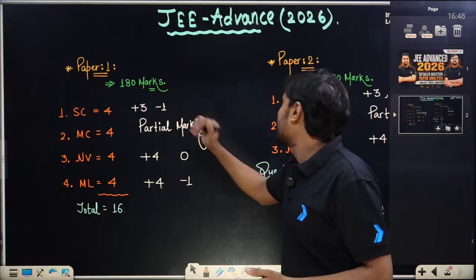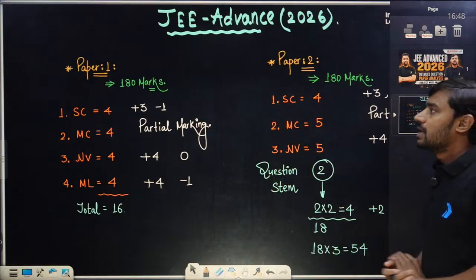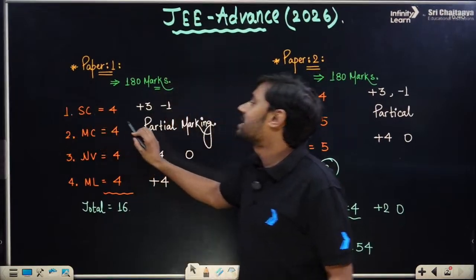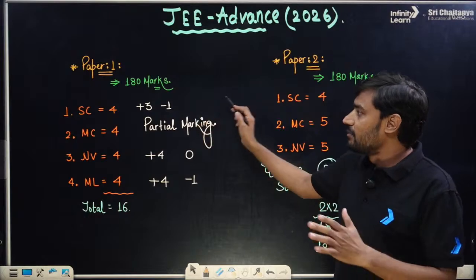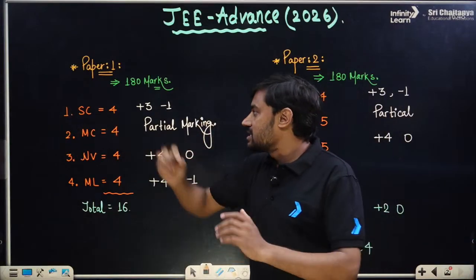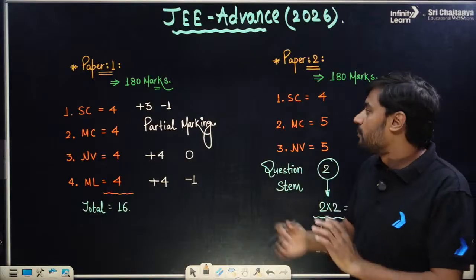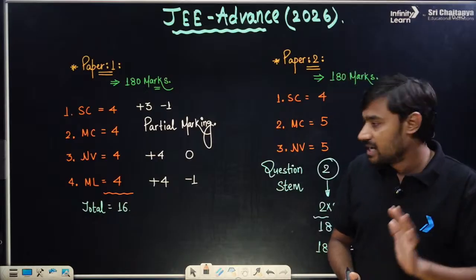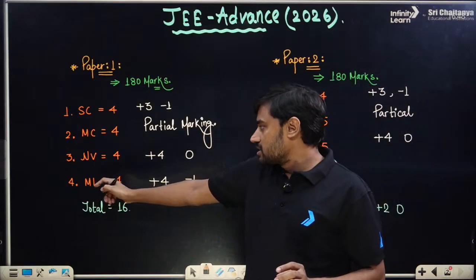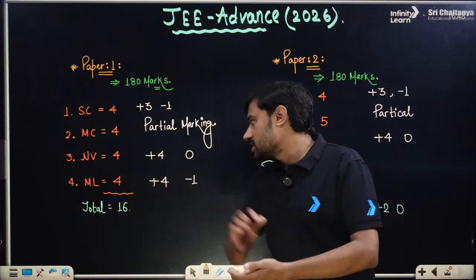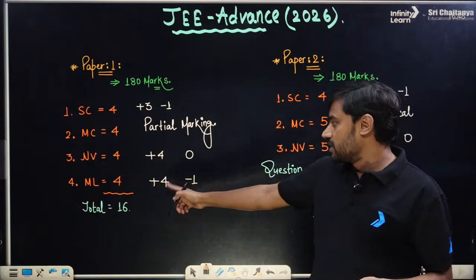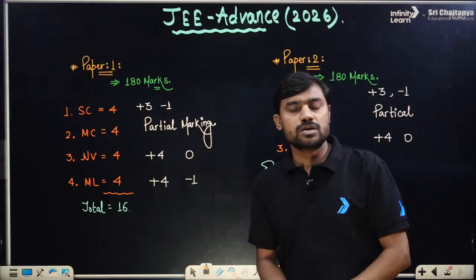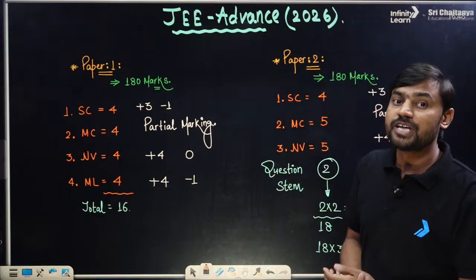Paper 1 contains 180 marks and paper 2 also contains 180 marks. Paper 1 has 4 sections. First is single correct, with 4 questions, plus 3 and minus 1. The second section was multiple correct, which has partial marking. Next was numerical value, in which there is no negative marking. And this was matching list, in which each question carried 4 marks, plus 4 and minus 1. So the total was 16 questions in one paper, and 48 questions in the overall paper.